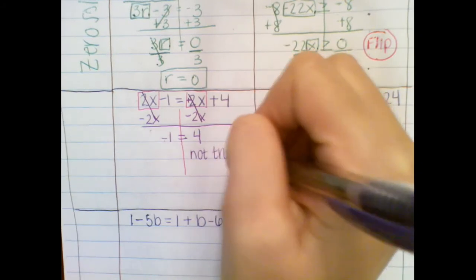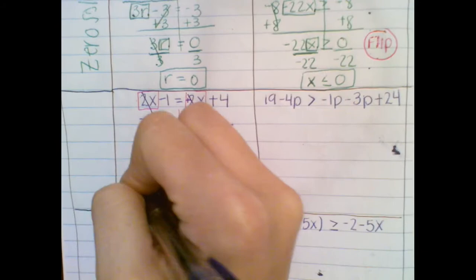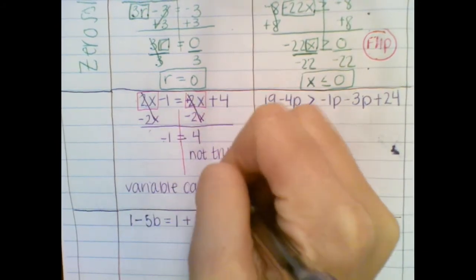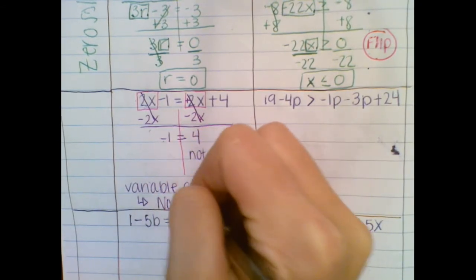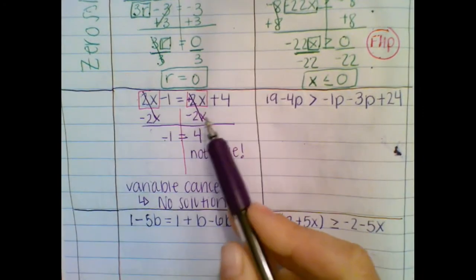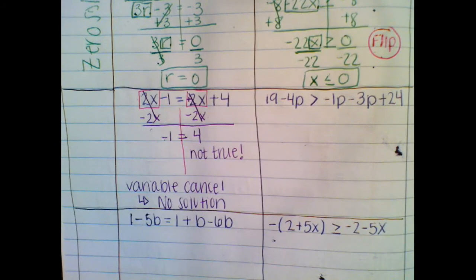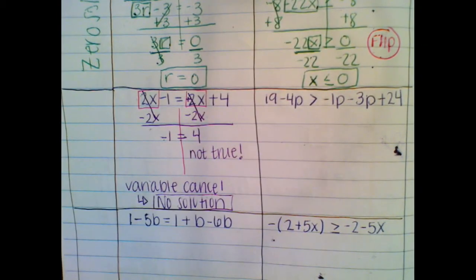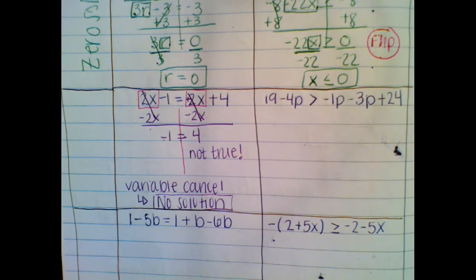So when you get to a situation like this, and the variables completely cancel on both sides, that's going to mean that there is no solution. That means no matter what, there is nothing that you can substitute for x on this side and x on this side that's ever going to make this equation true. So your answer to this is no solution. So it looks like the variables cancel. That's your sign. So if you end up with just two numbers, that's no solution.